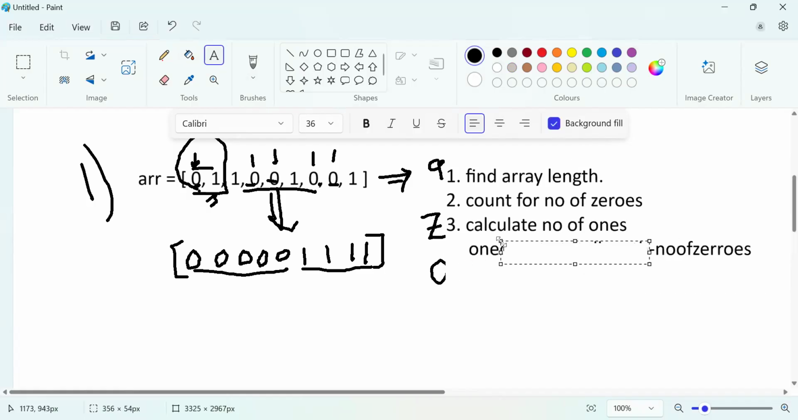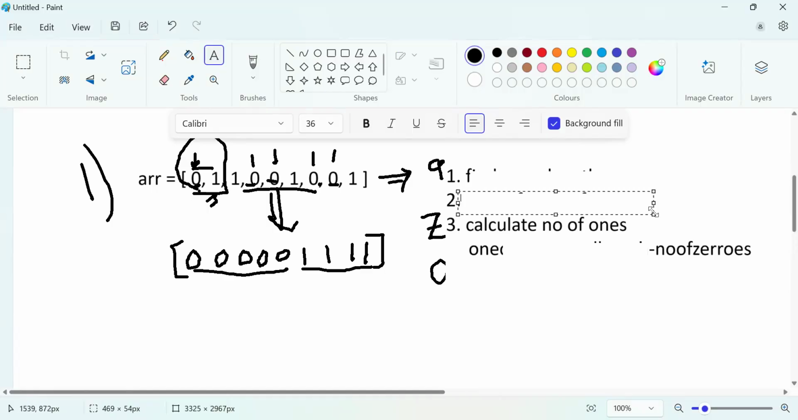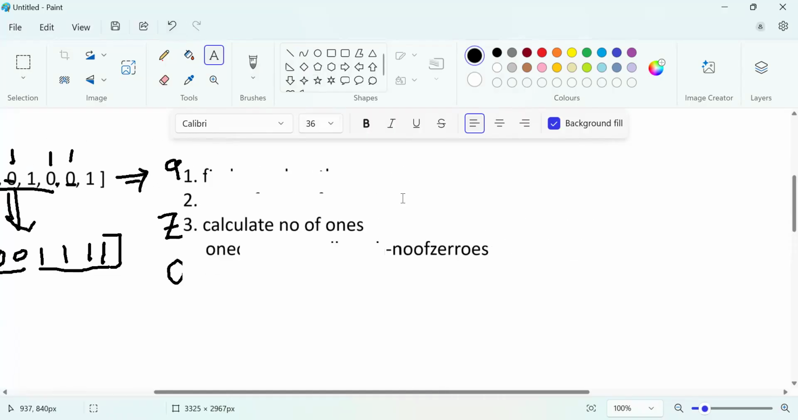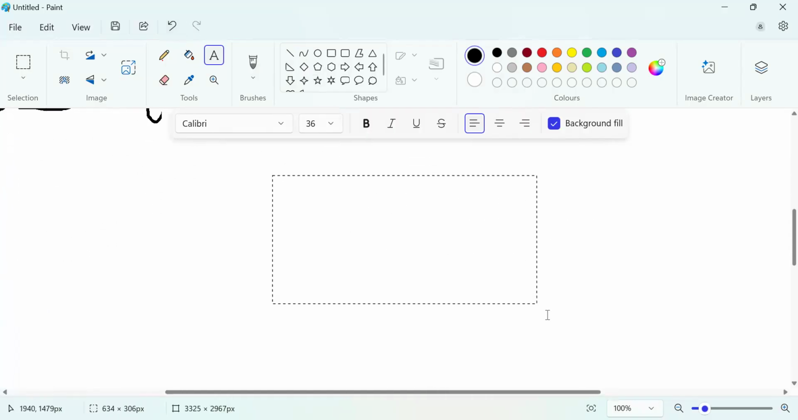Okay. So first step is find the array's length. Second step is count number of zeros. Okay, just give me a moment. Let me write it down here.